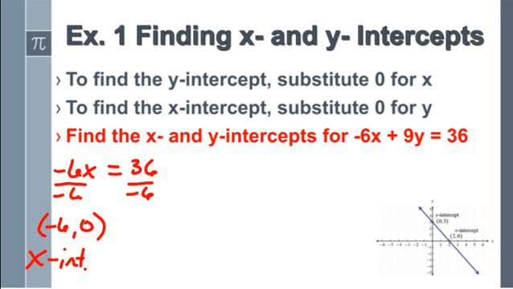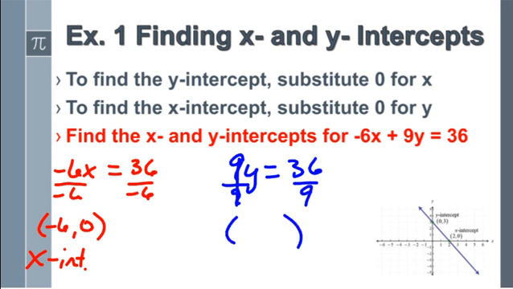And then to find the y-intercept, I just do 9y equals 36. So divide by 9 on both sides. So I would have when x is 0, y is 4. So this will be our y-intercept.